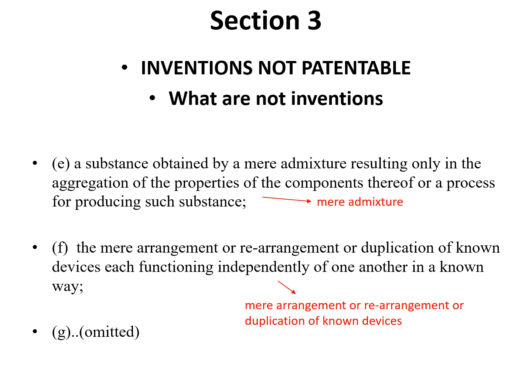3F is the mere arrangement or rearrangement or duplication of known devices, each functioning independently of one another in a known way. Just taking two or three different devices which are working independently and combining them into a new device does not make it patentable, since it's not something that is called an invention. They had different functions and you just combined them. Combining, in the sense of arranging, rearranging, or duplicating the same device again and again in series or in parallel, does not make an invention patentable here. G is omitted.